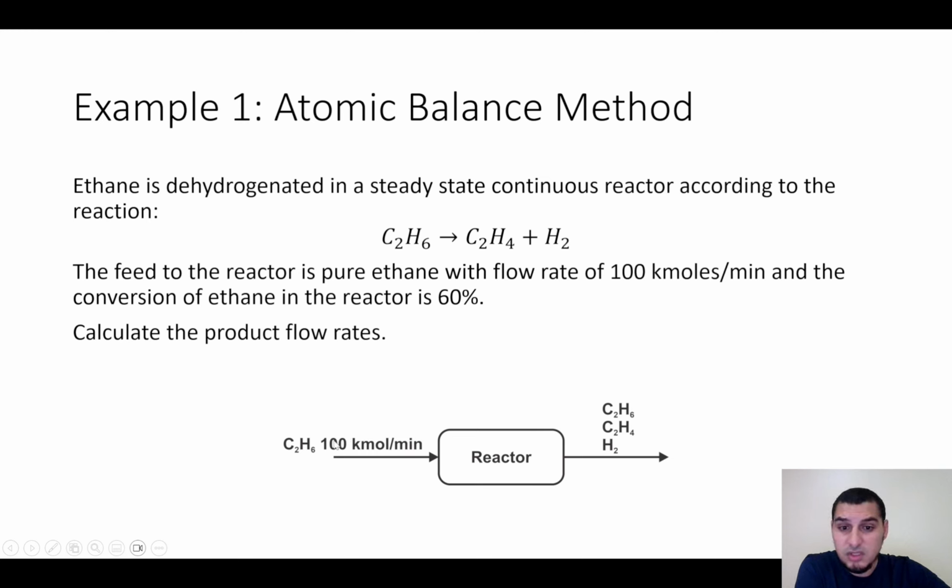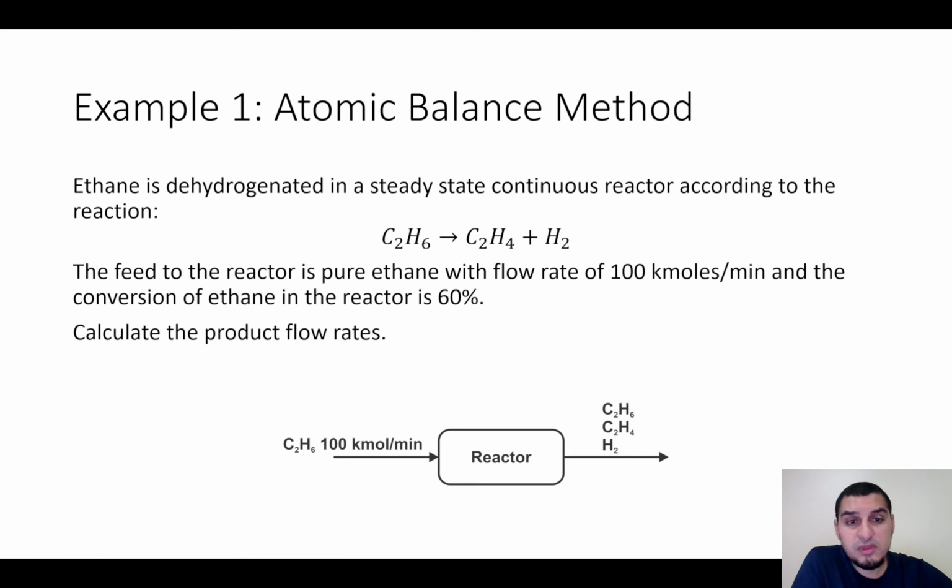We have 100 kilomoles per minute of ethane in the feed, and we don't know anything about the product, but we know something. We are told that the conversion is 60%, so some of the ethane is not consumed and will come out as unreacted ethane. We also have the products, which result from reacting 60% of the ethane, so it's going to be ethane, ethylene, and hydrogen. So we know that these three compounds would be in the product, even if we are not told that.